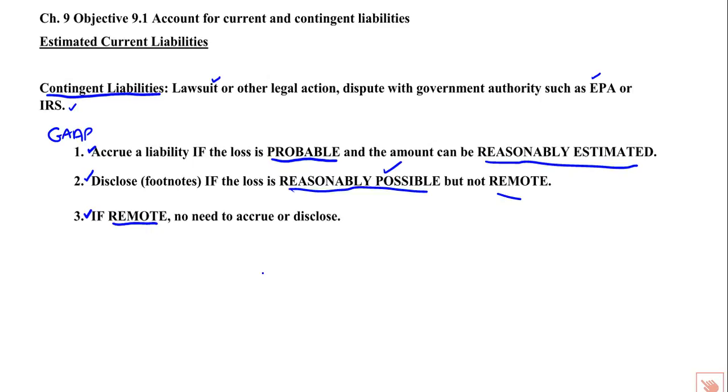All right, so for estimated liabilities, you have your warranty, where we came up with a specific number. For contingent liabilities, you should know when to accrue, when to disclose, and when not to disclose. In addition, know the terms probable, reasonably estimable, reasonably possible, and remote.